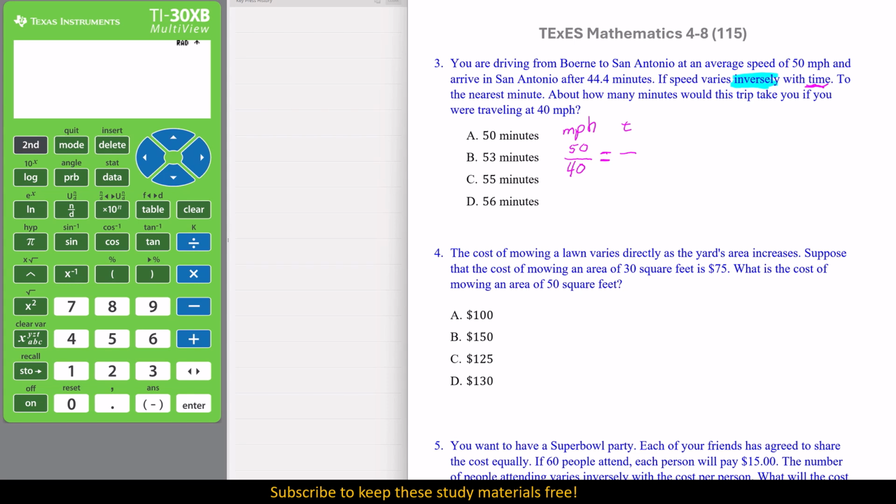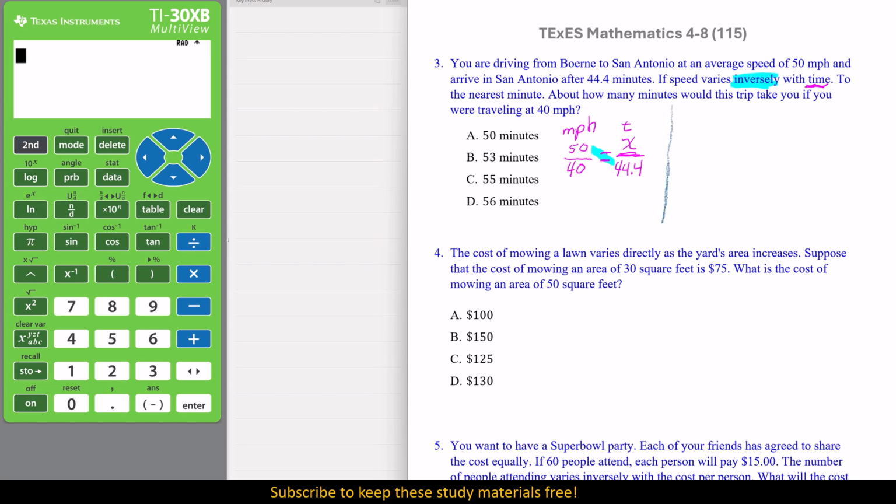And it says that it varies inversely. So, what do we write? Inversely means that we go up here and look at 50, and the time was 44.4 minutes. So I need to write that as my denominator, 44.4, and then my x would be above that. And you may be saying, well, smarty pants, how do you know this is going to work? Well, let me show you.